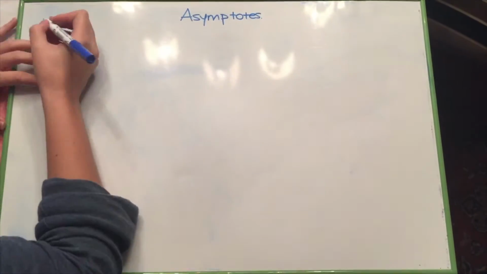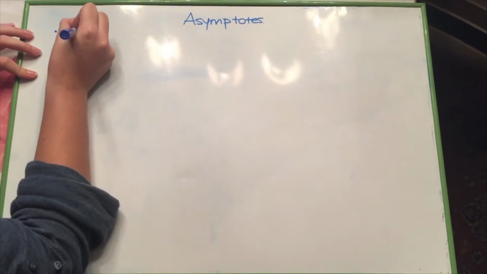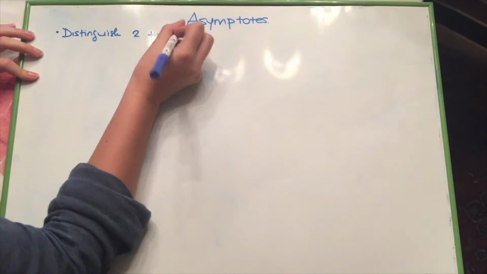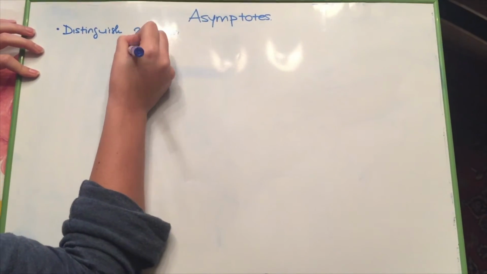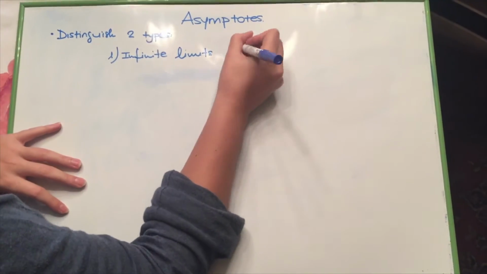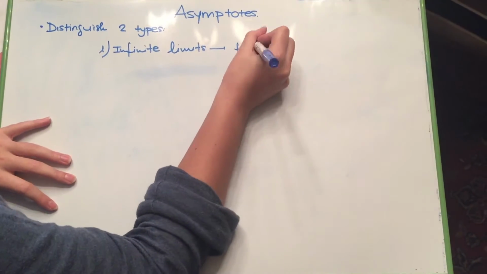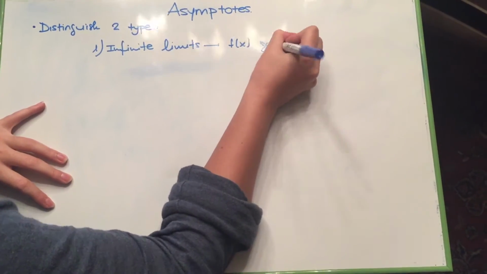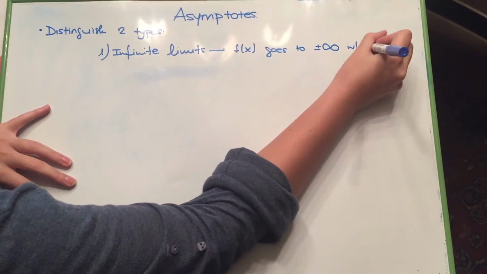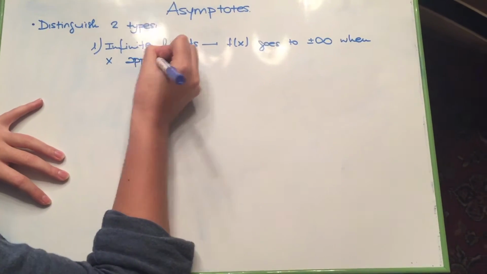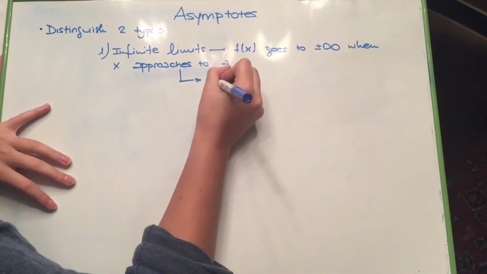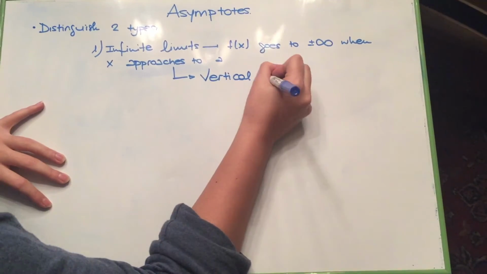A function can behave in a peculiar way. We can distinguish two types. There's the infinite limit, when a function f of x goes to plus or minus infinity when x approaches a. Therefore, there's a vertical asymptote. There's the limit at infinity, when a function f of x goes to a constant, or behaves like a straight line, when x goes to plus or minus infinity. Therefore, there's a horizontal or oblique asymptote.